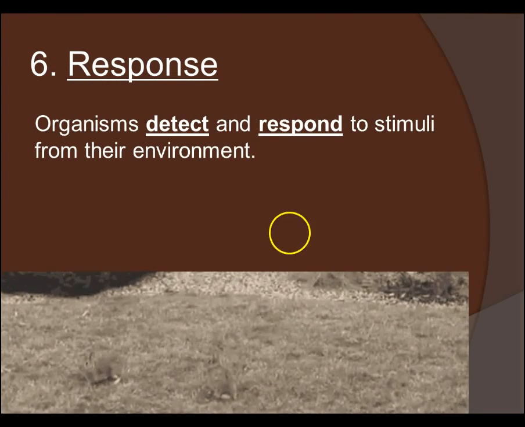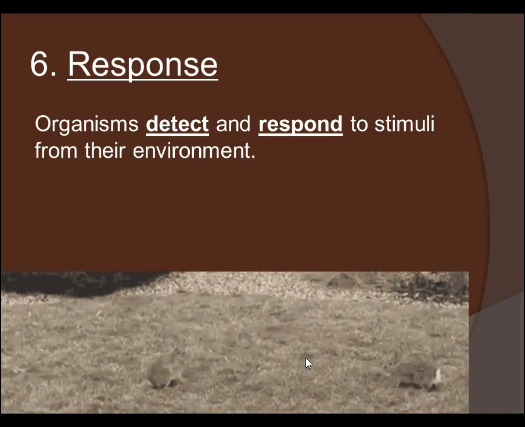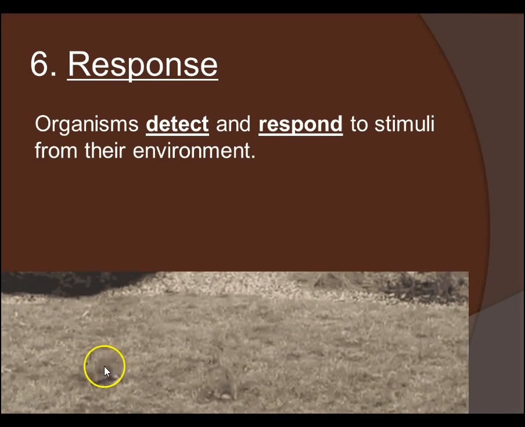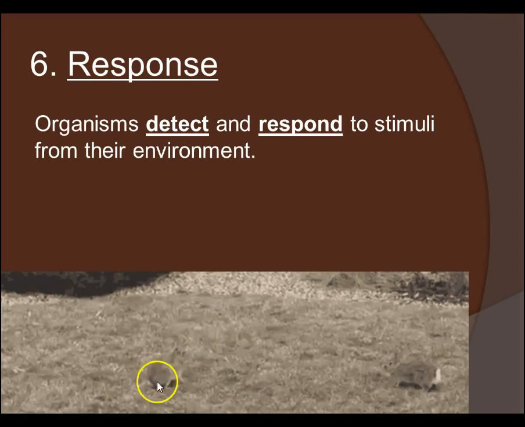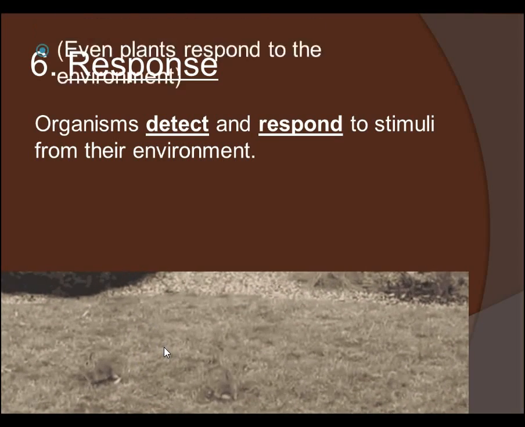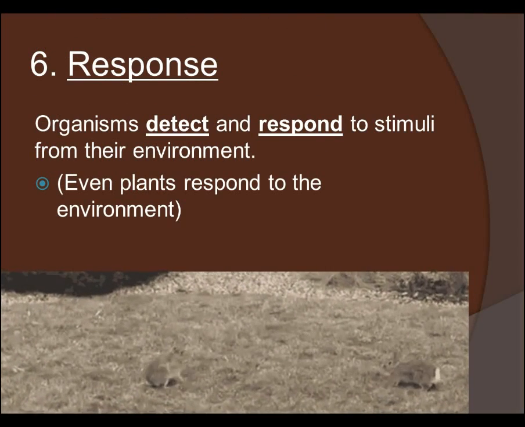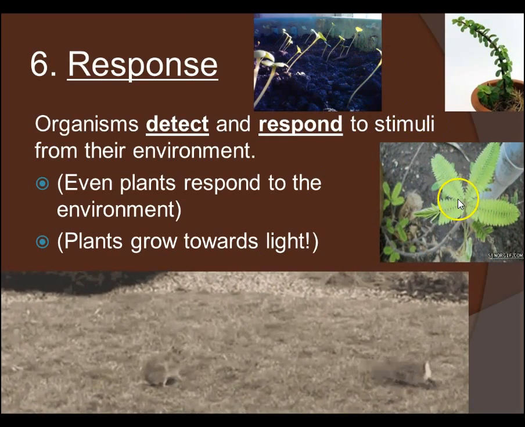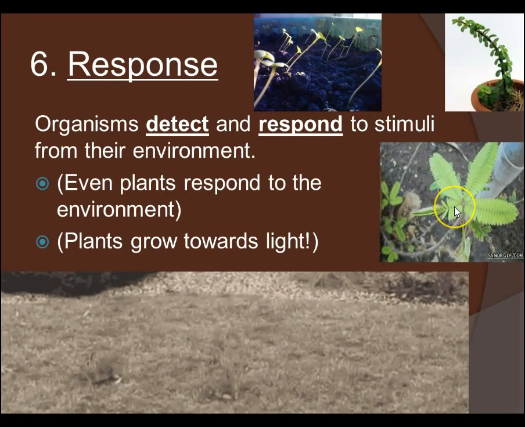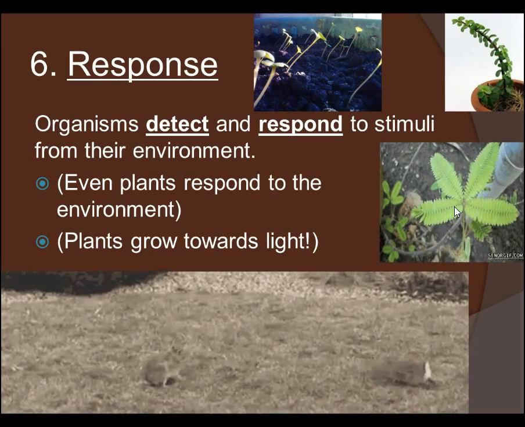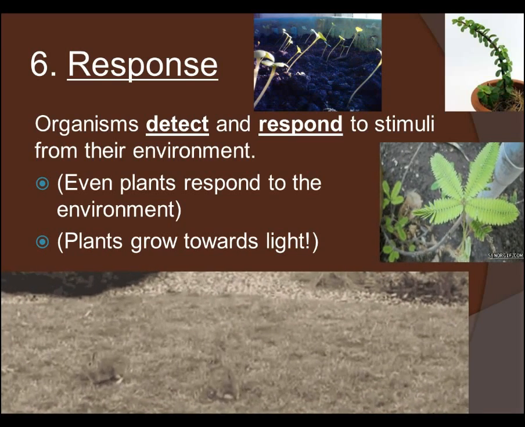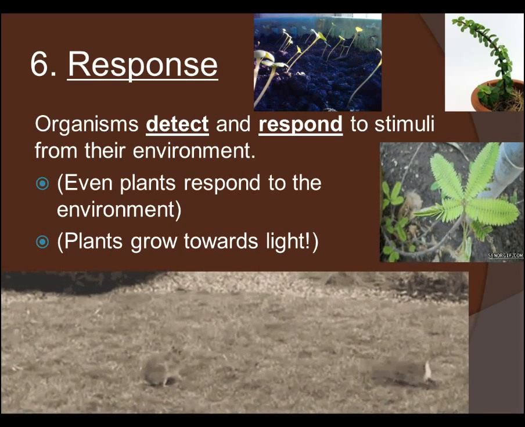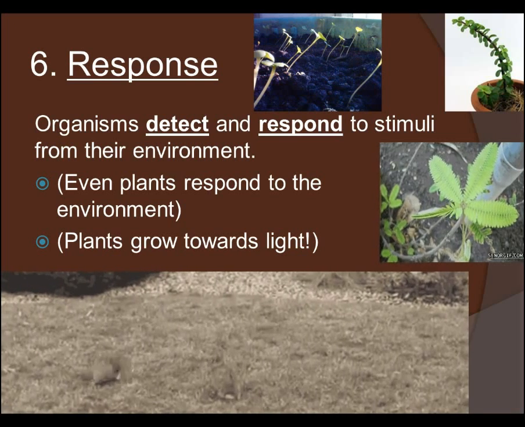Next up, response. Organisms detect and respond to stimuli from their environment. Take one of these rabbits here, playing a game of, I don't know, hopscotch or whatever passes for rabbit thing. But as that one approaches, you can see this one responds to changes in its environment. And you know what? Even plants do this too. Plants will grow toward the light. You may have seen something like that. Or there's even a little plant out there called the mimosa where when you sort of touch the leaves, it kind of folds up. It's responding to a change in its environment. Why? It's alive. That's a characteristic of life.